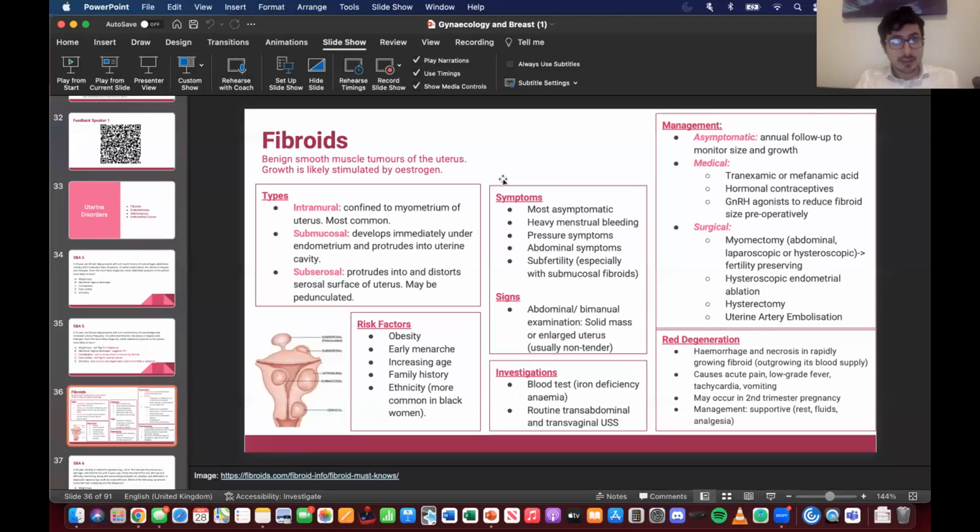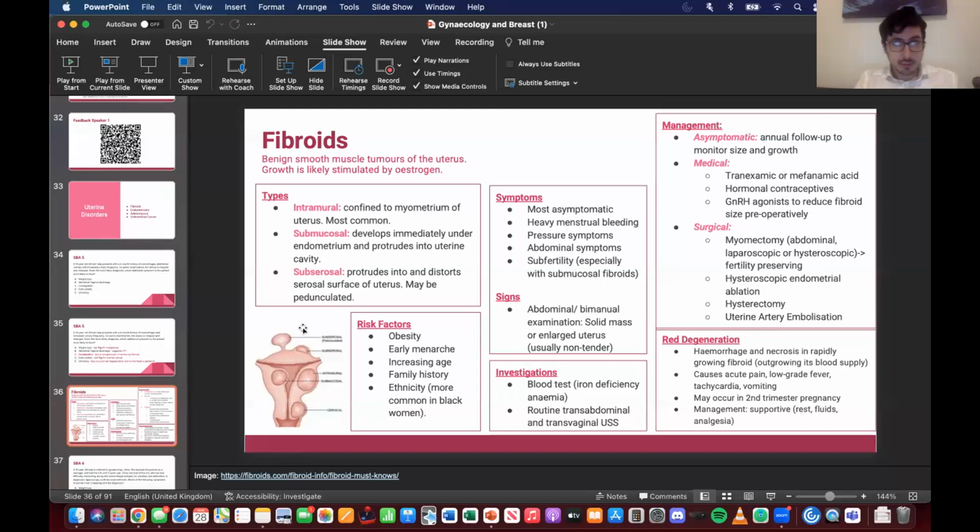The second type is submucosal. And these are the slightly problematic ones because these develop immediately under the endometrium and can protrude into the uterine cavity. And so what this means is it can actually distort the shape of the uterine cavity, and as a result can have effects on fertility and can prevent patients from having IUDs or IUSs inserted.